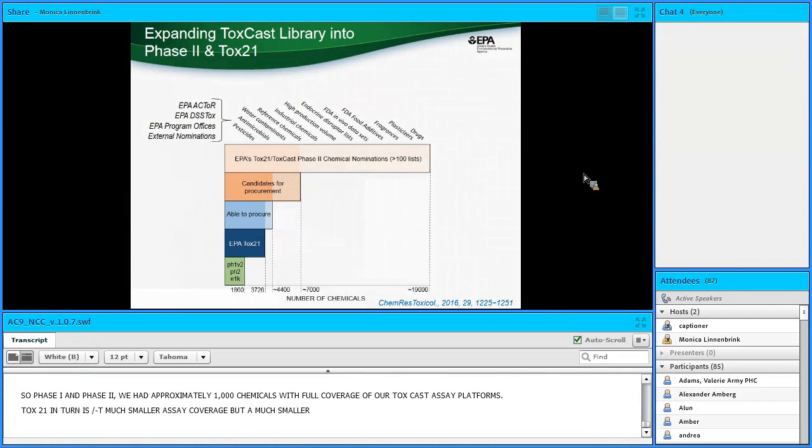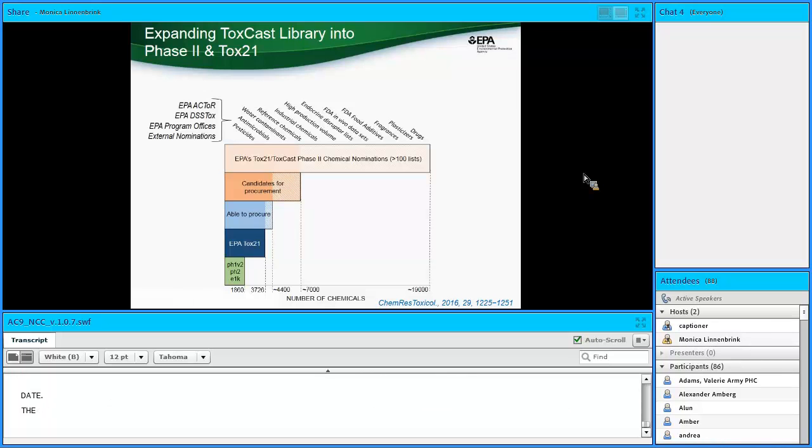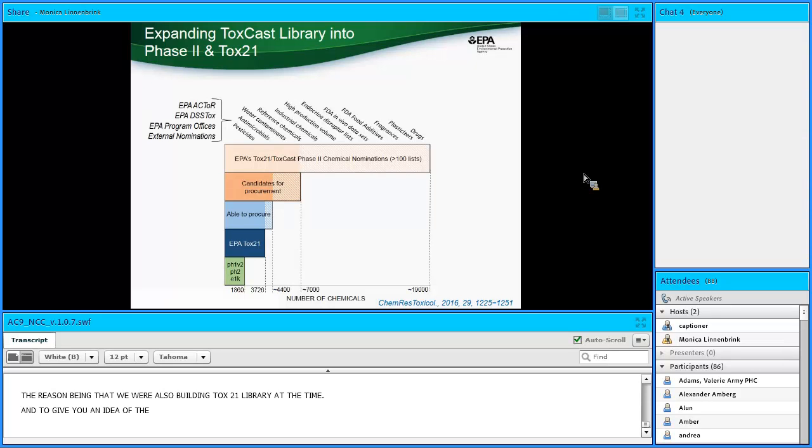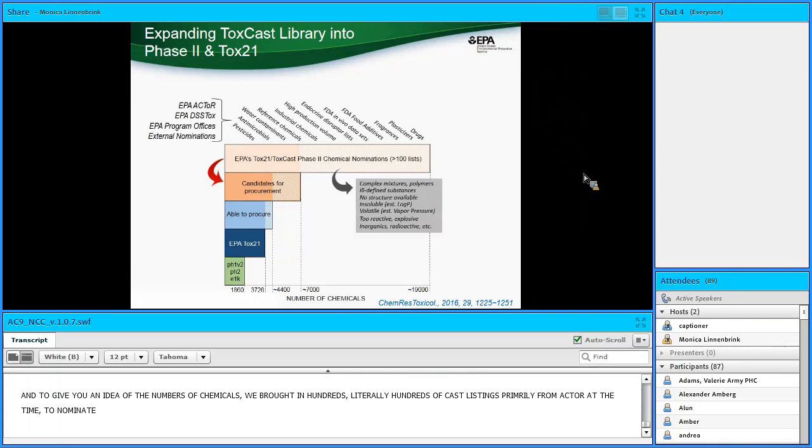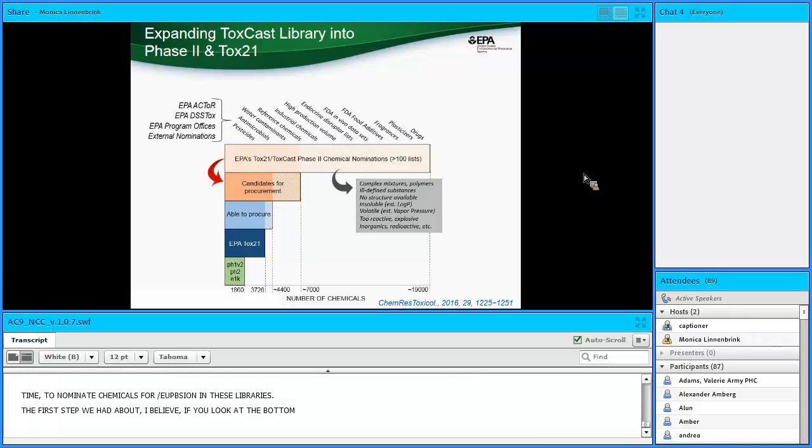So I want to go back to the process of how we expanded Phase 2 because that was the largest expansion of the ToxCast library to date. The reason being that we were also building the Tox21 library at the time. And to give you an idea of the numbers of chemicals, we brought in literally hundreds of CAS listings, primarily from ACToR at the time, to nominate chemicals for procurement for inclusion in these libraries. At the first step, if you look at the x-axis at the bottom of the figure, we had about 19,000 chemicals that were originally considered.